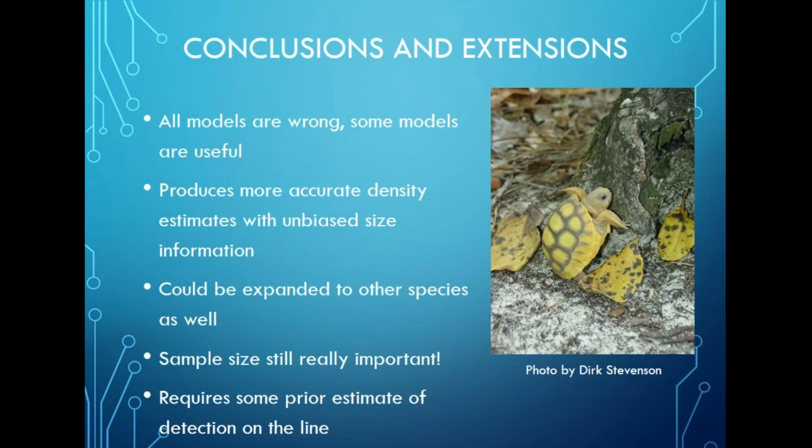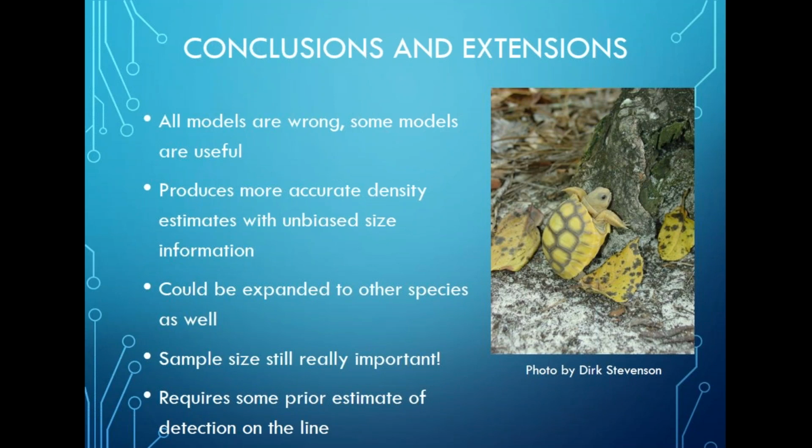And so just to summarize all of that, as they say in statistics, all models are wrong, but some models are useful. So we know that this is just an estimation. And we also know that it would be ideal if we could just find those baby tortoises better in the first place rather than having to adjust for it with math on the back end. But this is a good way for us to take data that we already have collected and use it to adjust for those size biases that we're seeing. It seems that our model is able to produce a more accurate density estimate with this updated size information. And we're hoping that we could expand this to other species as well.